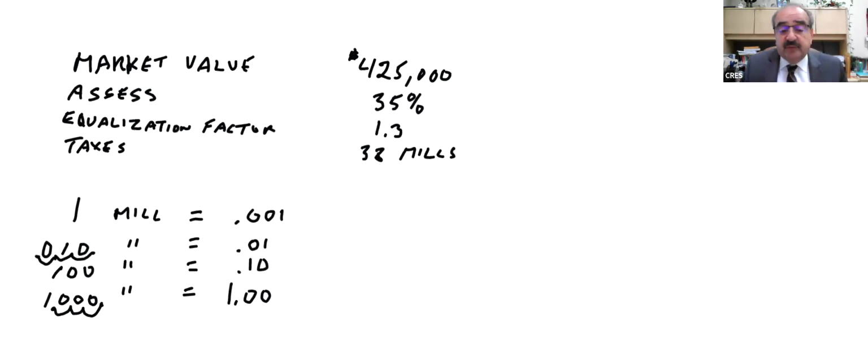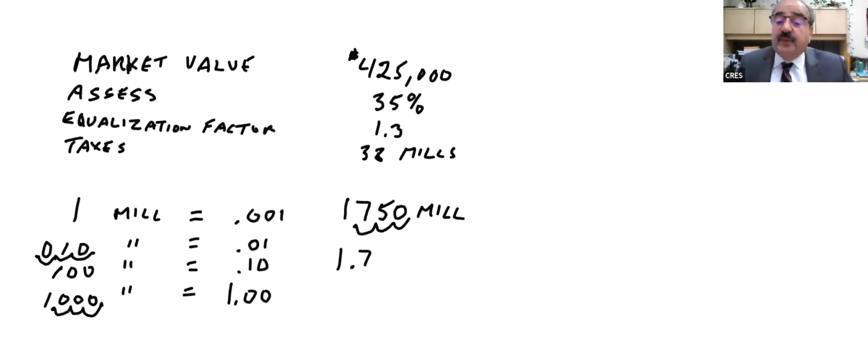So before I solve this problem, I just want to give you an idea. If I took 1,750 mils, and I ask you, how much money would that be? What you do is put a decimal point 3 places over. 1, 2, 3. Becomes $1.75. Any mil problem, okay? So let's solve this problem.